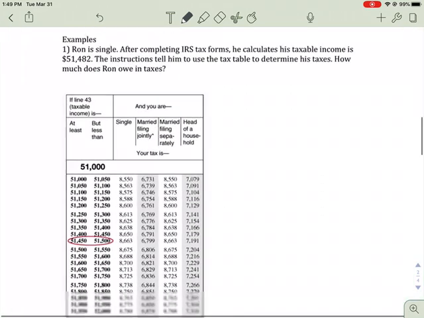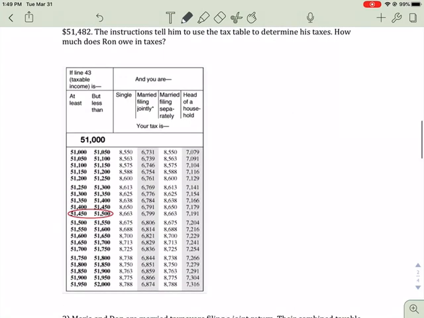Okay, so let's take a look at a couple of problems. Now, I tried to find the 2019 tax tables, schedules and worksheets for you guys, but I couldn't get all of them, so I figured it was better just to be consistent. So everything that we have is from 2015, not 2019. So we have Ron here who's single, and he's completing his IRS tax form, and he calculates his taxable income to be $51,482. The instructions tell him to use this tax table to determine his taxes.